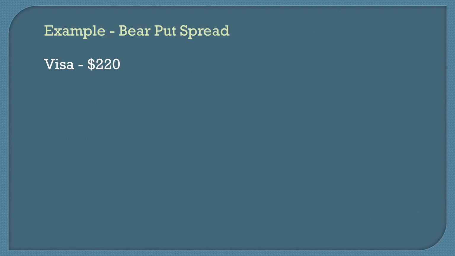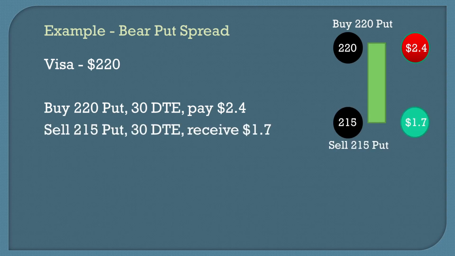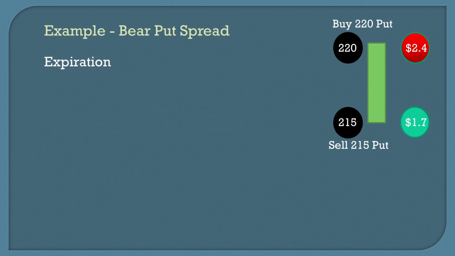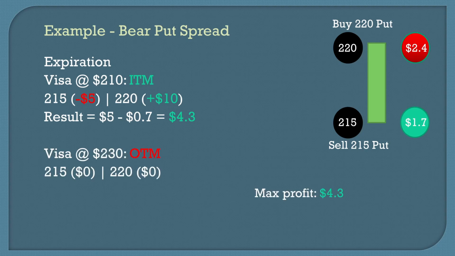Here we have an example of a bear put spread using Visa. Assuming that Visa is currently at $220, you execute a bear put spread by buying the 220 put and selling the 215 put. Both options have the same expiration date, and overall this spread costs you 70 cents, so it is a debit spread. Now at expiration, if Visa is at 210, the spread is in the money and your final profit will be $4.30 after taking into account the cost of the spread. However, if Visa ended up at 230, your spread is out of the money. Both puts are worthless and your final loss is 70 cents, which is how much you paid for this bear put spread.